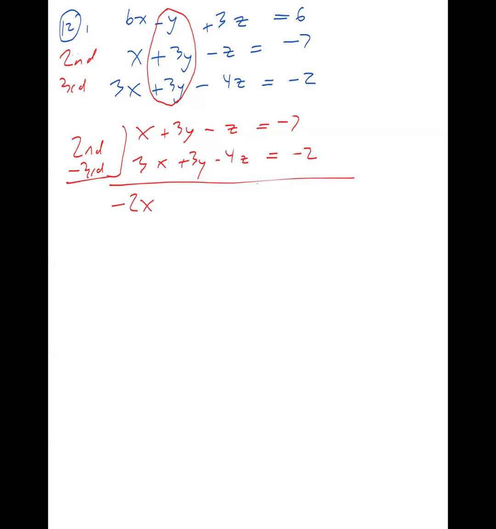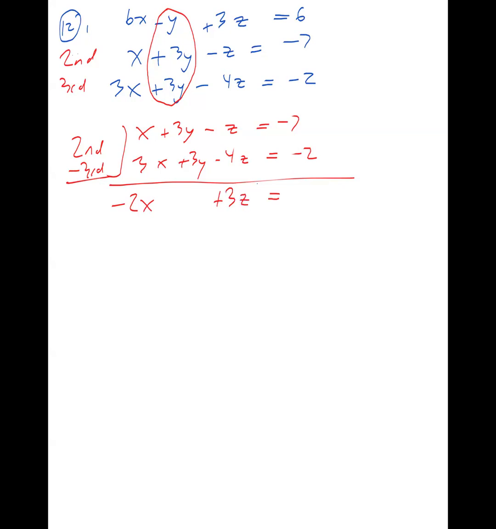I'm going to just leave off the 0. And then what's negative z minus negative 4z? That makes this a positive. So if you do negative minus a negative, that's really negative plus a positive. So what's negative z plus positive 4z? What's negative 1 plus positive 4? 3. So it's going to be 3z.